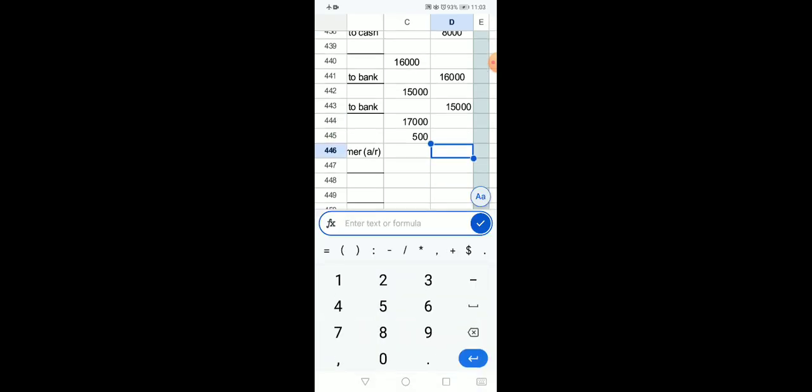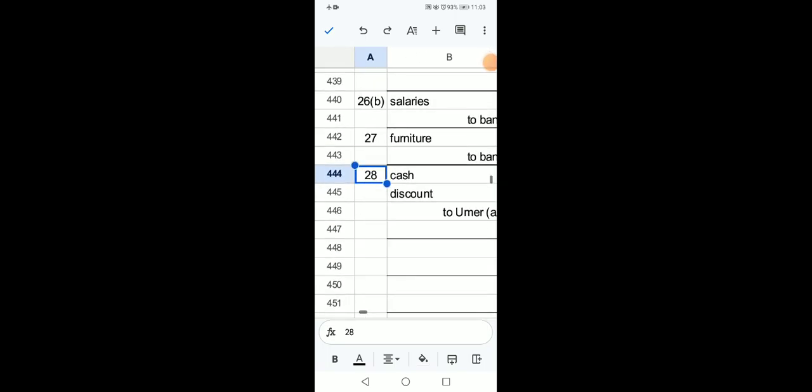The amount of Umar has not been given in the question, but a very simple rule will be applied over here, as we know that the debit side and credit side will always be equal. On the debit side, there are two amounts. To equalize it, we will sum these amounts, 17,000 and 500. After summing up, we will write the answer on the credit side. In this way, both debit and credit sides are equalized. In this way, entry number 28 has been completed.